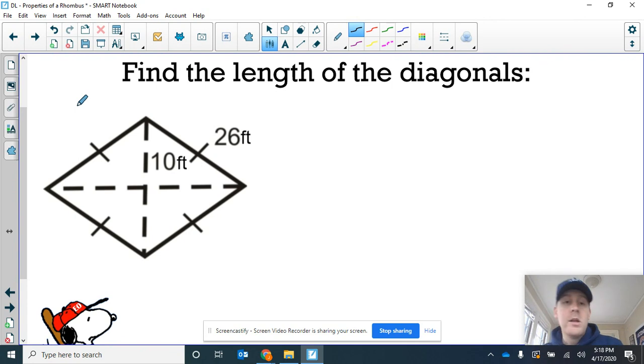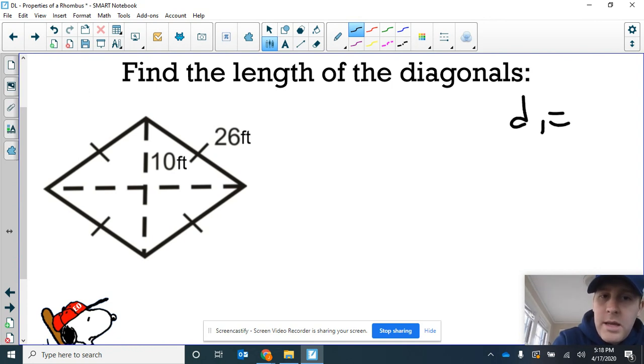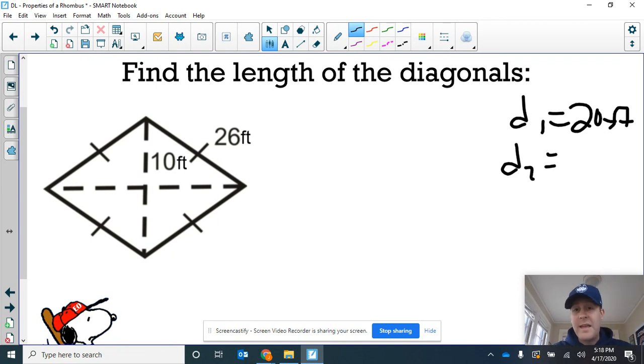All right, welcome back. So what you should get is our two diagonals. D1, I'll call it, is 20 feet. And then D2, which is our second diagonal, the one we used the Pythagorean theorem to find, you should have gotten 48.